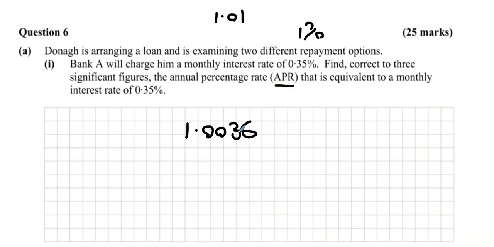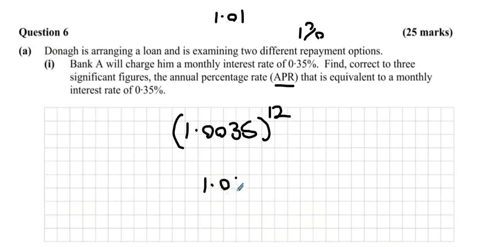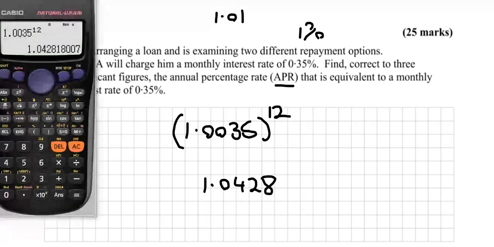And what I have here is the monthly rate. So the monthly rate to the power of 12 is the same as the yearly rate. So I go 1.0035 to the power of 12. Okay? And that equals 1.0428. Corrected to 3 decimal places, I only have 4.28 at the moment. I need 4.282.